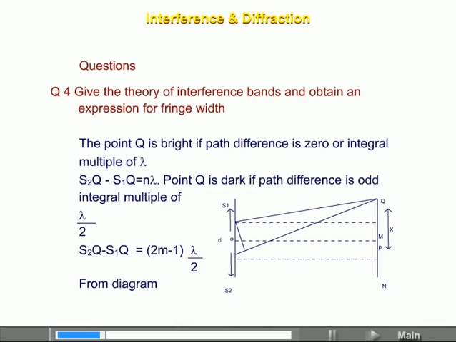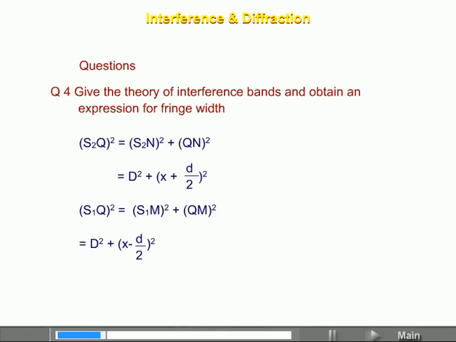From diagram, (S2Q) square is equal to (S2N) square plus (QN) square, equal to D square plus (x plus d upon 2) square. (S1Q) square is equal to (S1N) square plus (QN) square, equal to D square plus (x minus d upon 2) square.